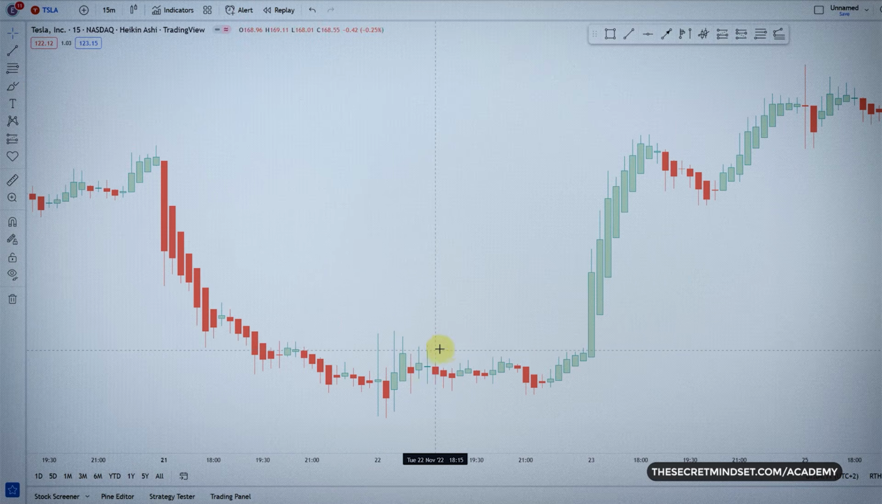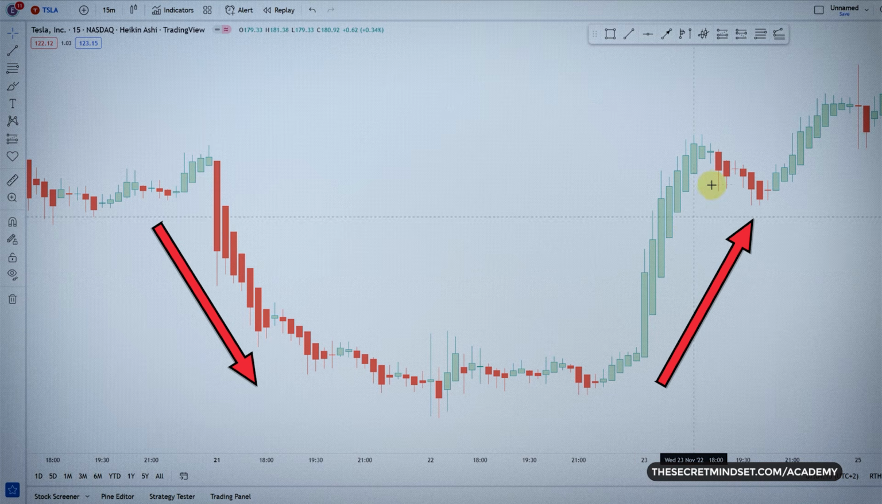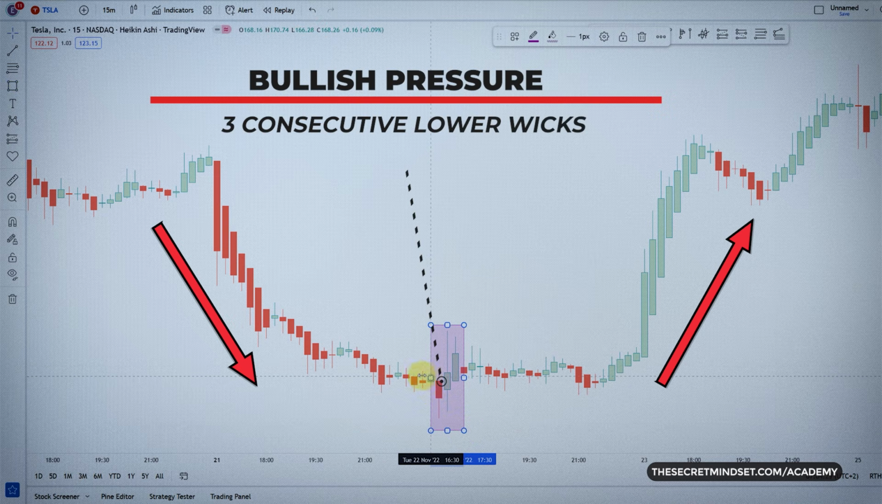Have a look at this Heiken Ashi chart. We have an aggressive down move, then a quick reversal to the upside. But there's a specific price action signal during this period which revealed sellers were no longer in control. Can you spot it? It's right in the middle. Three consecutive lower wicks which revealed bullish pressure around this price level.